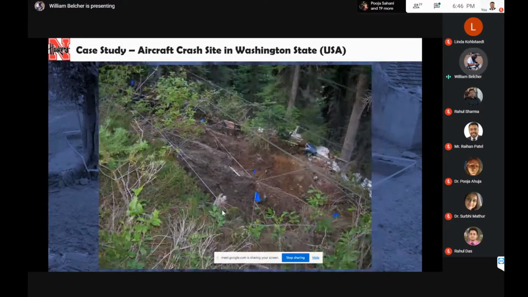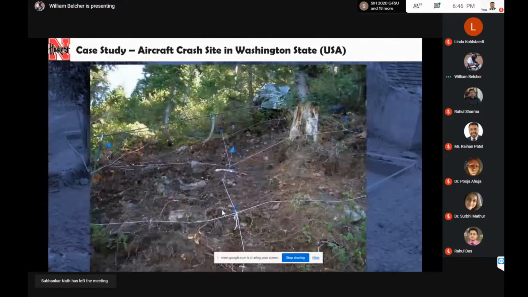And this is what it looked like afterwards. You can see the discoloration from the soil. Some of that's natural discoloration, but the reddish represents burning from the crash. Again, looking upslope, where we've completed the excavation, where we've gone through everything that's on the surface and slightly below the surface and recovered what evidence was there.